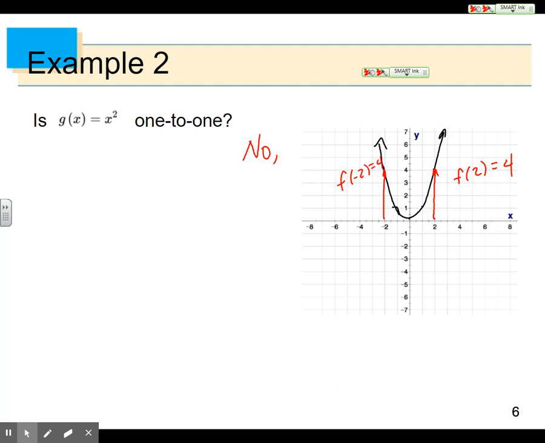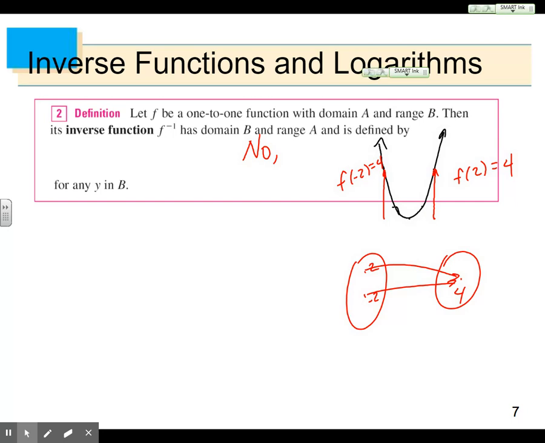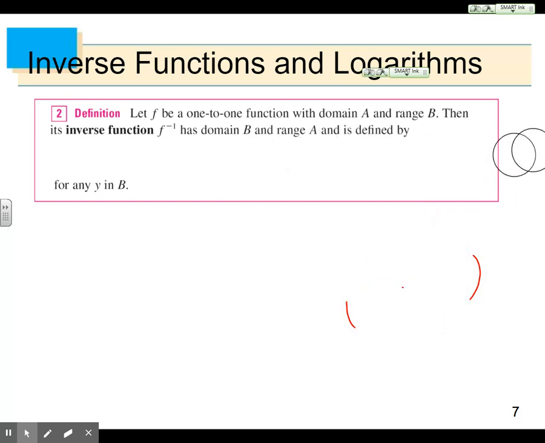While that's okay, it's still a function. It passes the vertical line test. But when I have 2 and -2 over here in this bubble, and I have 4 over here, they're both mapping to it. That's why it's a no-go. Okay? Or you can just say it fails the horizontal line test. That would be another good reason. But that's why, using that function notation.